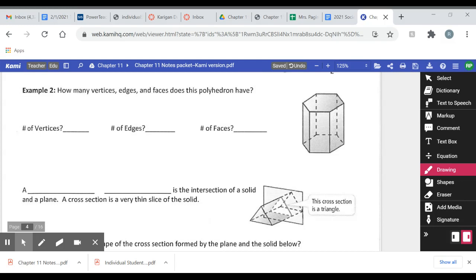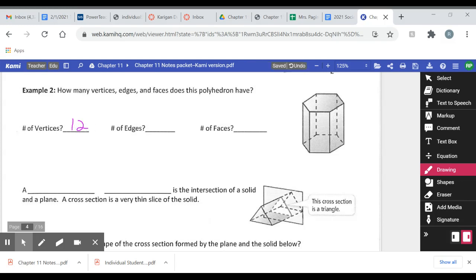So in terms of the number of vertices, those are just all the points. So if you think of what shape the base is, you can see that it's a hexagon. So a hexagon has 6 sides, so therefore it has 6 points. And the bottom base is also a hexagon, so it has 6 points. So the total number of vertices here is going to be 12.